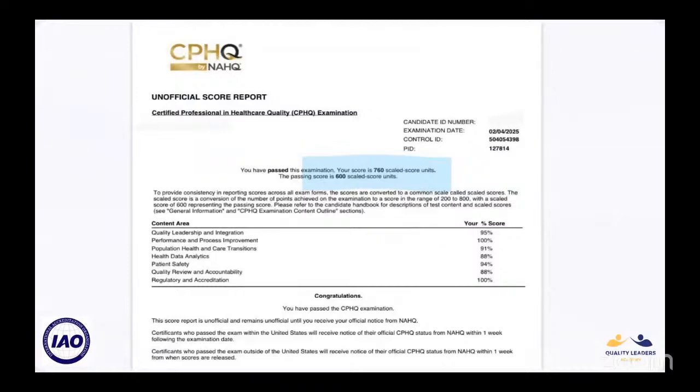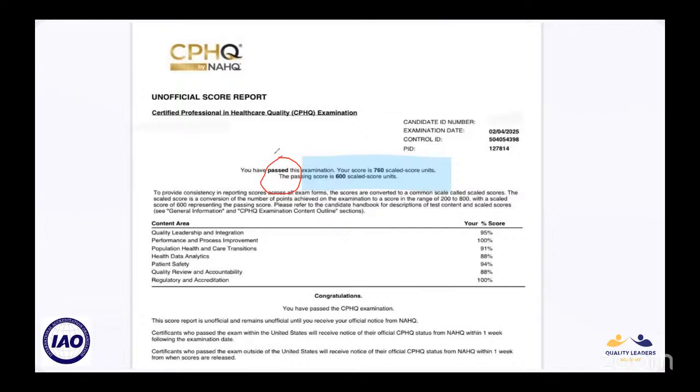Right here, what you are seeing on your screen is a real CPHQ unofficial score report. For international candidates outside the USA, there's a gap of almost a month or two after the exam window closes for this score to arrive. Let me tell you, the beautiful thing to look at here in this score is the pass. This is one thing which we want to see, every one of us. That's the goal. That's why we are all here, right?